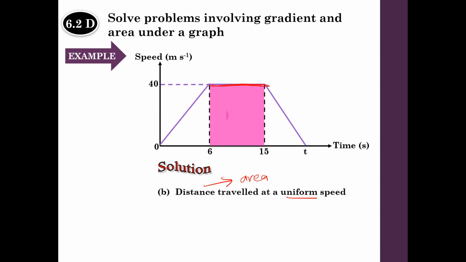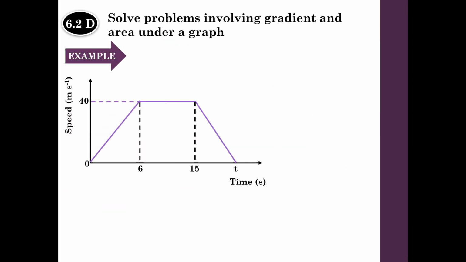Okay, so the formula is... sorry, I'm sorry. Just recall that just now. The area under this graph will be 40. So the distance is 40 times 15 minus 6, which is 9. So the answer will be 360 meters, because the unit here is meter per second and second.